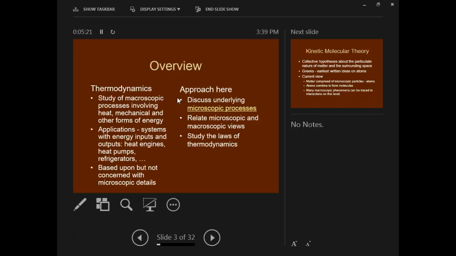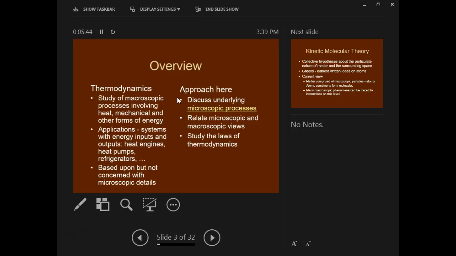So this is thermodynamics, the change of heat and temperature. That's what we're studying with thermodynamics. A study of the, now here's the big term, macroscopic, big scale measurement processes that involve heat, mechanical, and other forms of energy. Okay? Big scale, macroscopic.